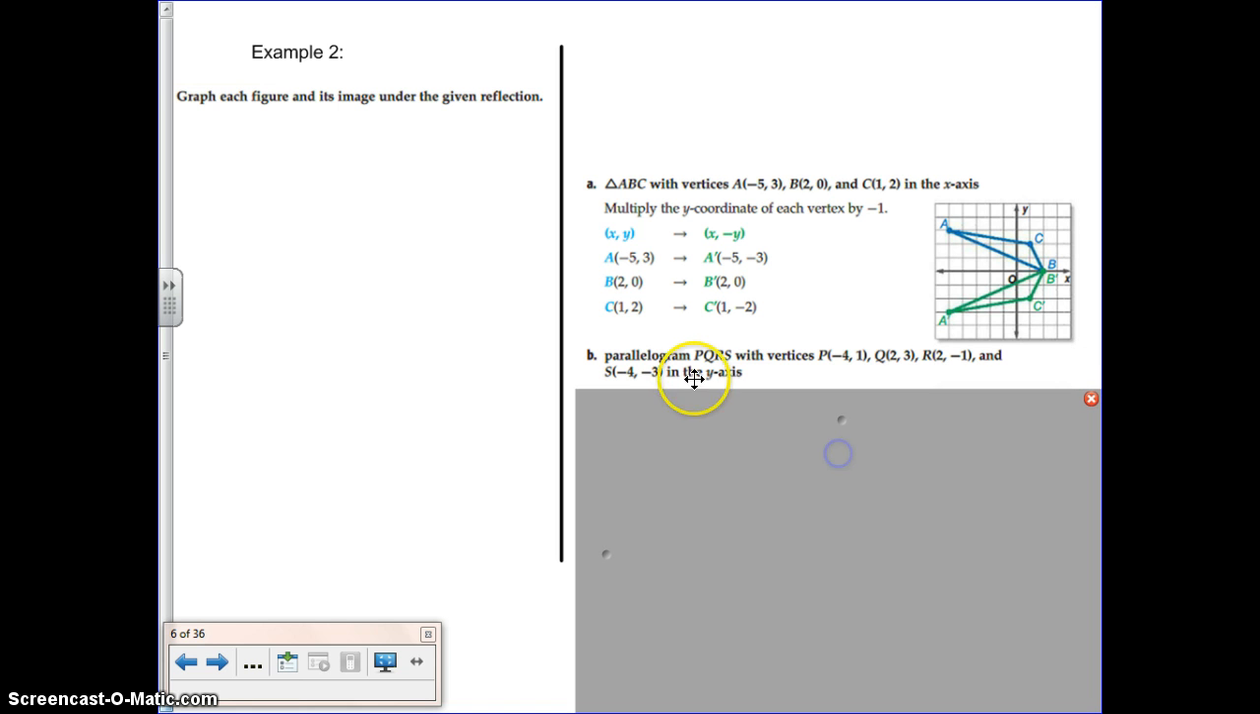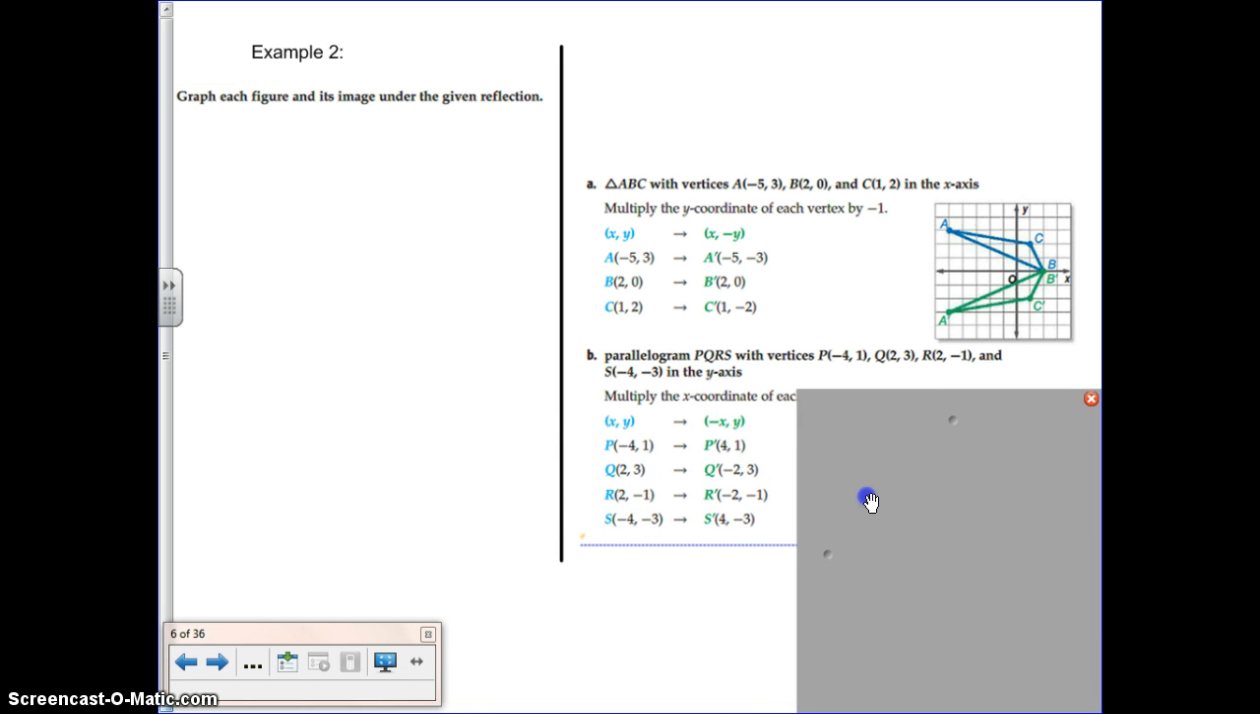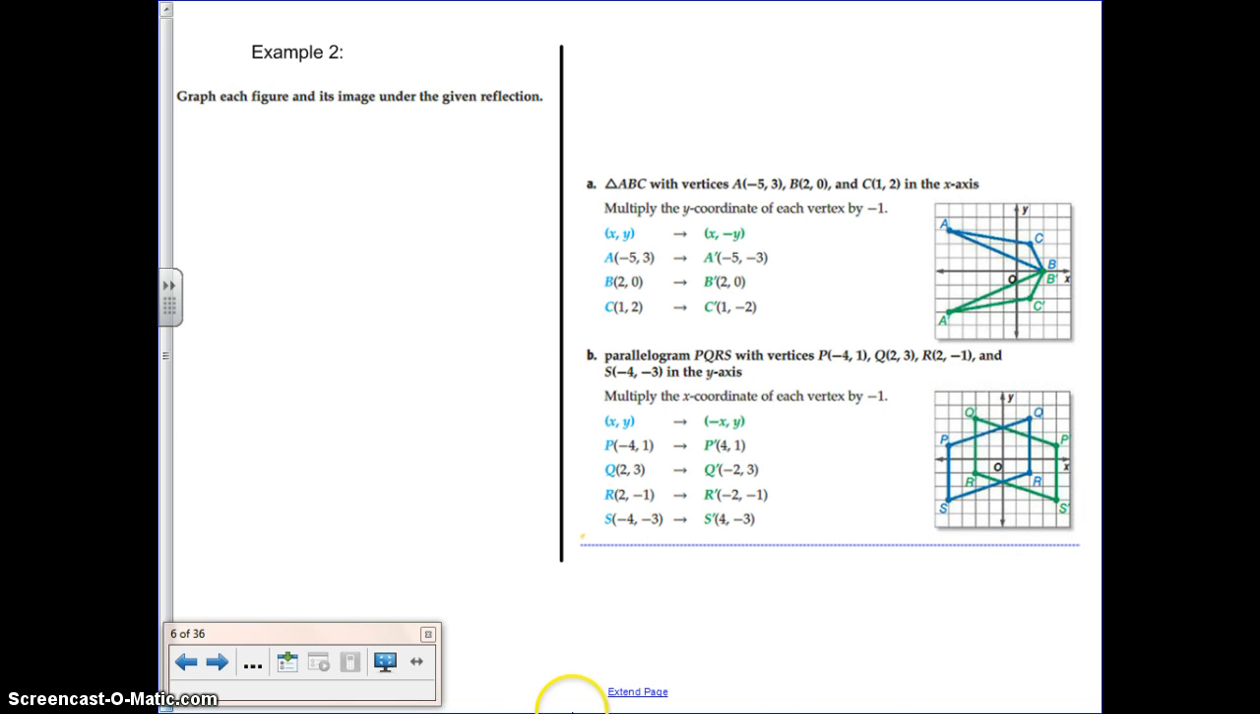All right, this time we're going to do a parallelogram over the y-axis. So again, I'd recommend when we're going over the y-axis just rewriting it, only multiplying x by -1 and then plotting those points. Does it actually check out? And it does.